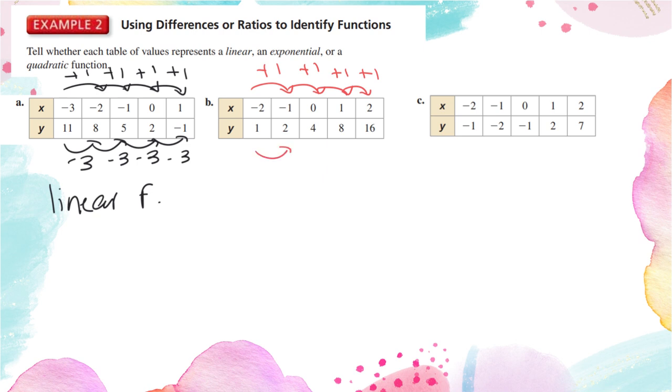But right away I see that on the next one, between 2 and 4, it's not going to be +1. So this is going to be times 2, because 1 times 2 is 2, 2 times 2 is going to give me 4, 4 times 2 is going to give me 8, and 8 times 2 is going to give me 16. And this is the ratio, right? So this is going to be an exponential function.